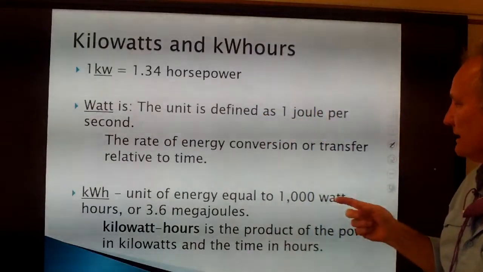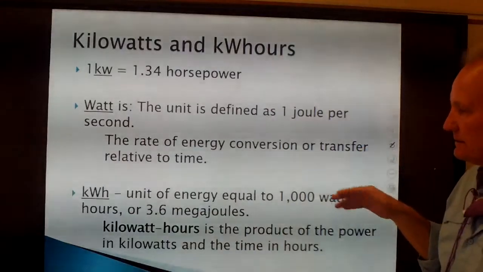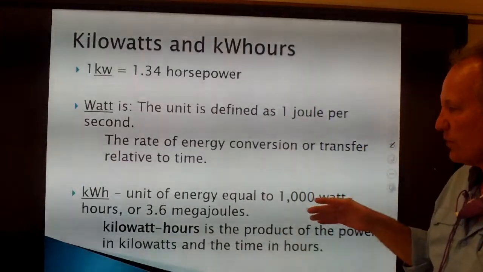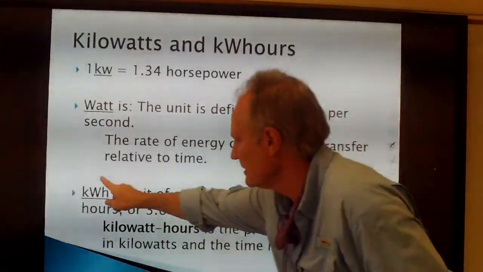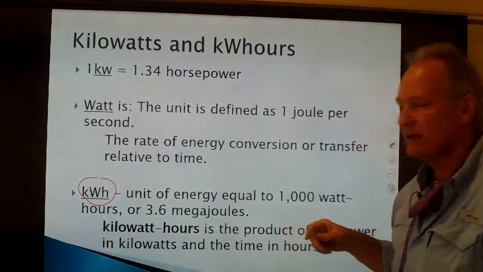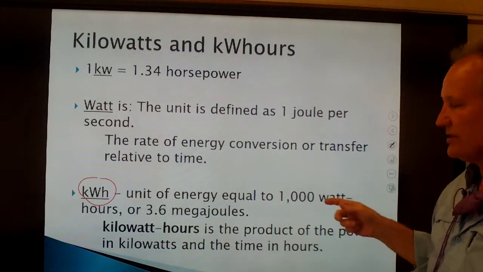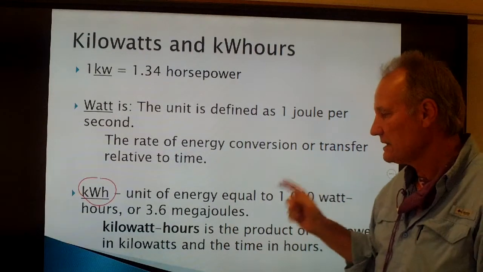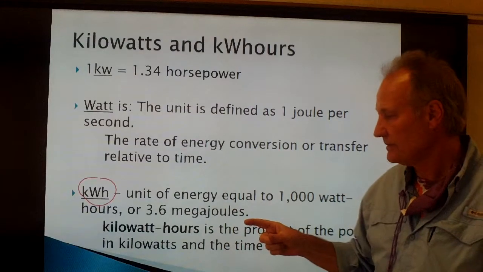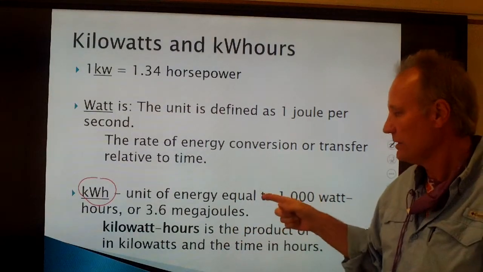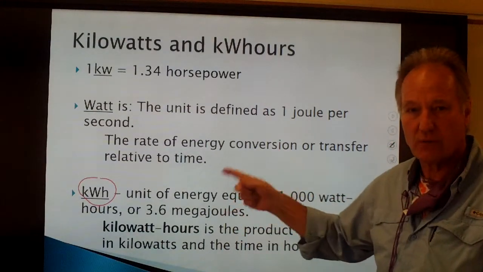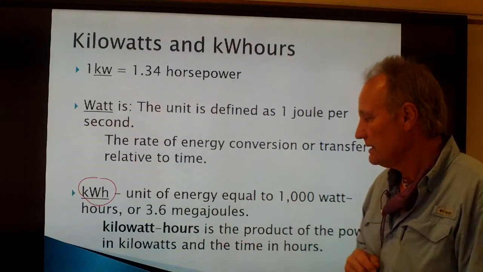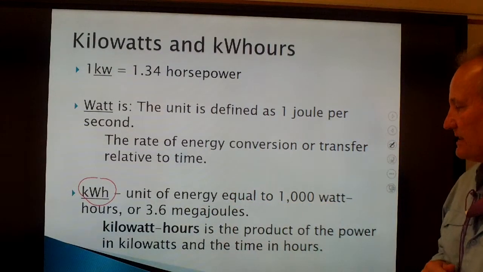All right, so the rate, that's really where we want to end up, is right here with kilowatt hours. And kilowatt hours is the unit of energy equal to 1,000 watts times the number of hours you use. In other words, if you use 1,000 watts in 1 hour, you'd have 1 kilowatt hour. And that equals 3.6 megajoules.